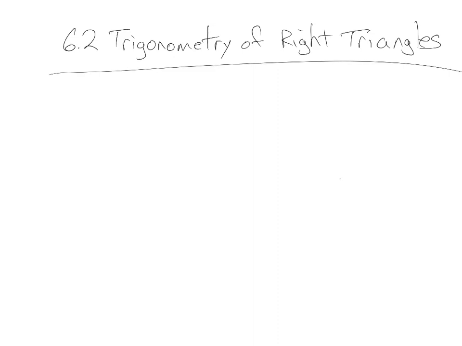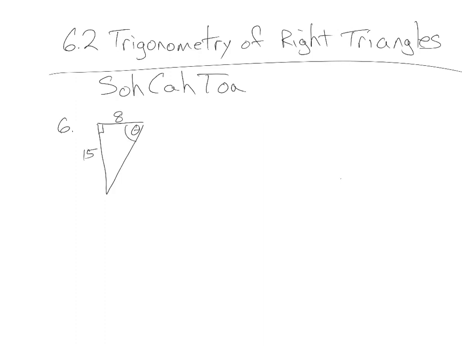All right. So, let's make sure we have all this stuff down. This is really about SOHCAHTOA. Okay. So, let's start with one of the basic ones that we're going to do. We'll do number 6 in the book. And this is what it looks like. There's a 90-degree angle. This is theta. And this side's 8. And this side's 15.